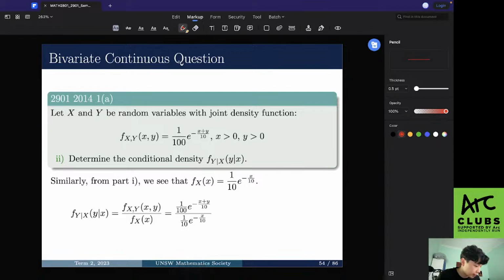So we know that f of y given x is given by the joint over the marginal of x. So that's this function right here over this function right here. The coefficients cancel to get 1 on 10, and then we can use index laws to simplify these two terms, and that gets us e to the minus (x plus y) over 10 plus x on 10, and we know that these x on 10s cancel, and in the end we get 1 on 10 times e to the minus y on 10.